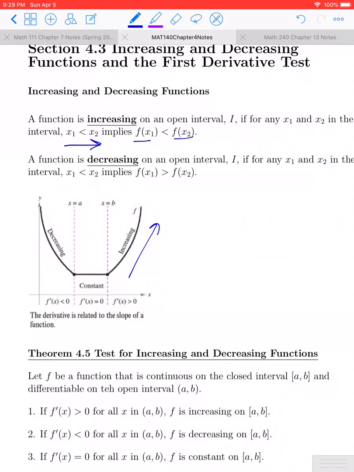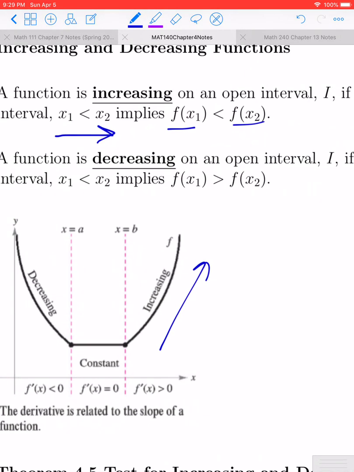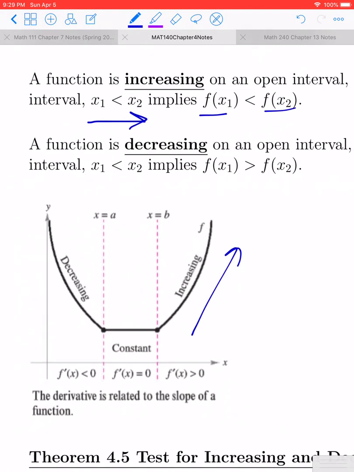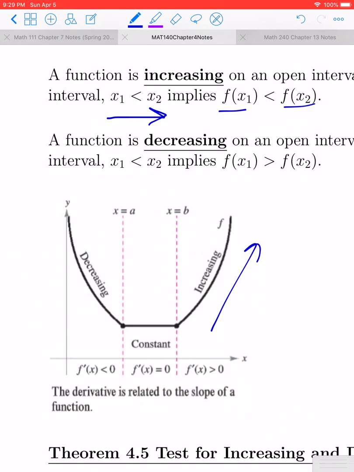Conversely, a function is decreasing on an open interval I if for any x1 less than x2 in the interval, we have f of x1 is greater than f of x2. Then the function is decreasing. Again, the basic concept here is if we read the graph going from left to right, and the graph is moving in a downward manner, then the function is decreasing on that interval.